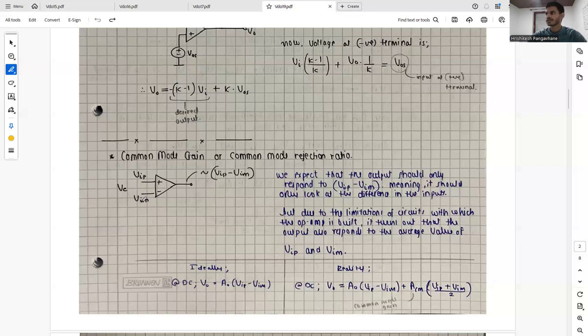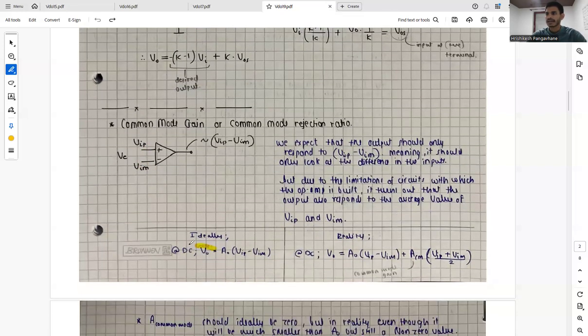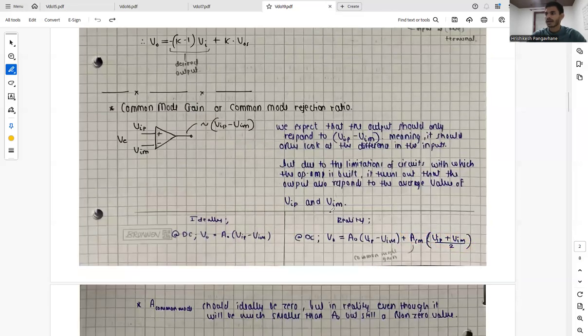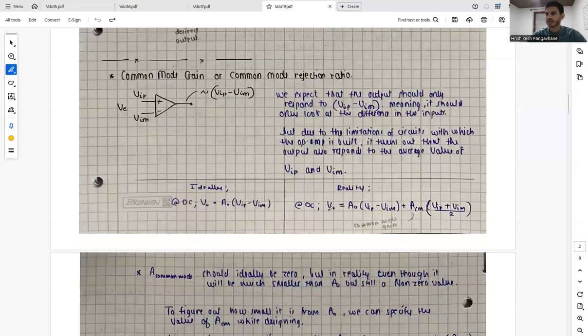But due to limitations of the circuits with which the op-amp is built, it turns out that the op-amp also responds to the average value of VIP and VIM. Ideally, at DC, V naught equals A naught times (VIP minus VIM). This is what we expected over here, but in reality, V naught is A naught times the difference plus the common mode gain times the average of the two inputs. And this is what the common mode rejection ratio is about.